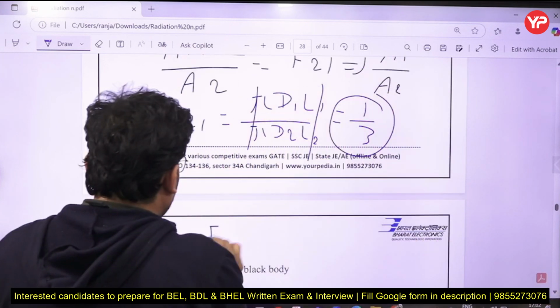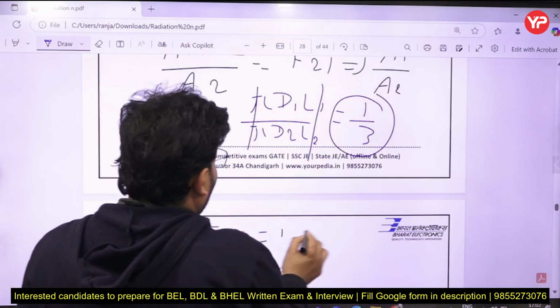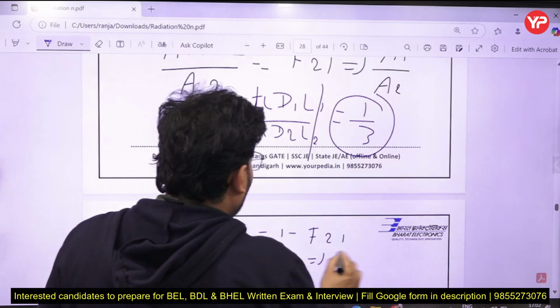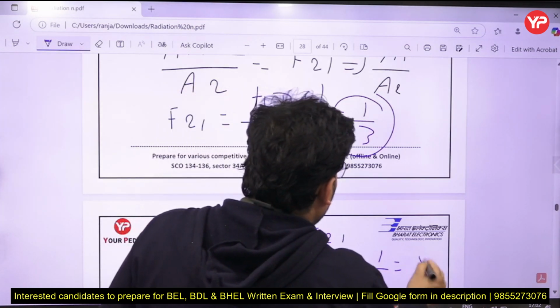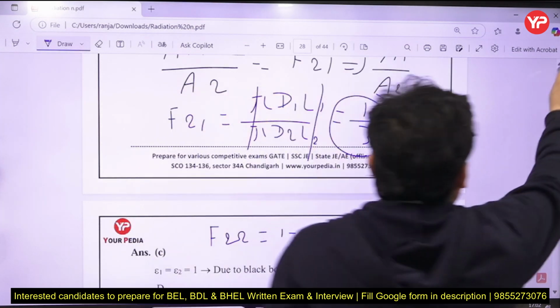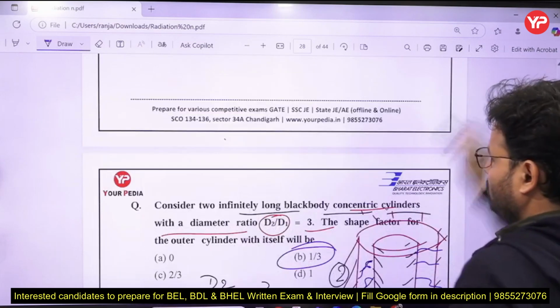So what will be F22? It will be 1 minus f of 21. So what will be 1 minus 1 upon 3? I will get 2 upon 3. The correct answer will be 2 upon 3, not 1 upon 3. Sorry, let me make it correct.